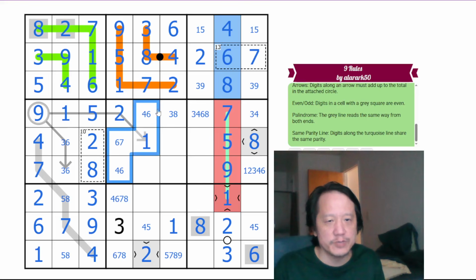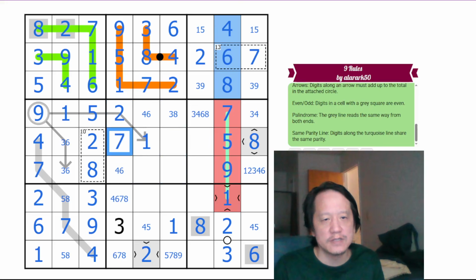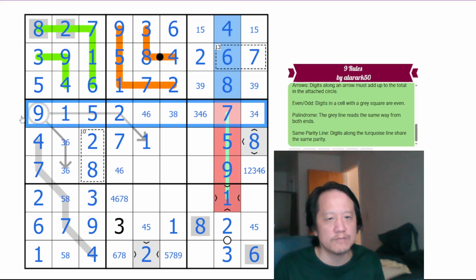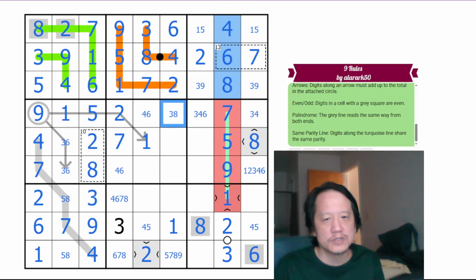We have a 4, 6 pair in the central box. That eliminates 4 and 6 in the rest of the box. So this can't be 6, it's 7. 8 eliminates 8 here. We have a 3, 4, 6 triplet in row 4, which eliminates 3, 4, and 6 in the rest of the row. So this can't be 3, that's 8.